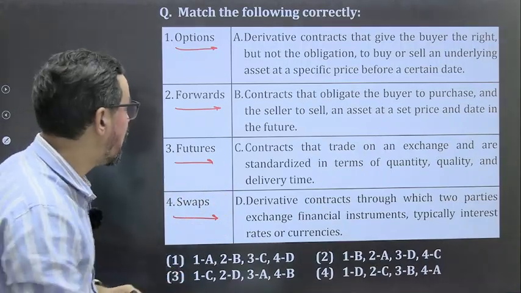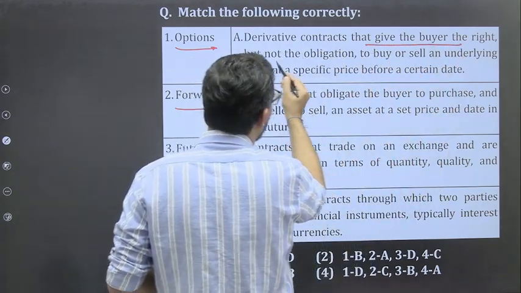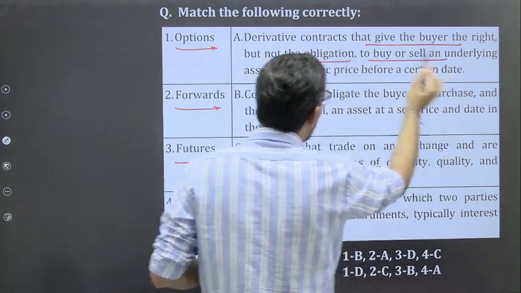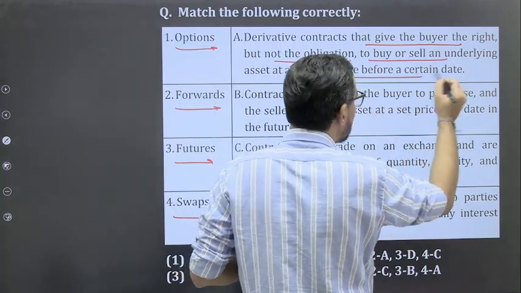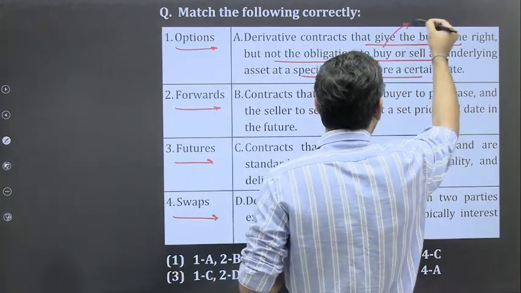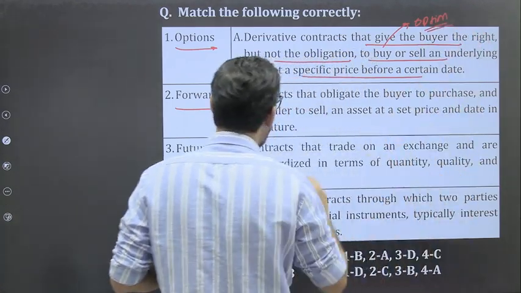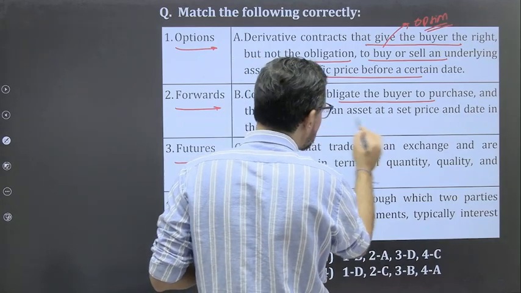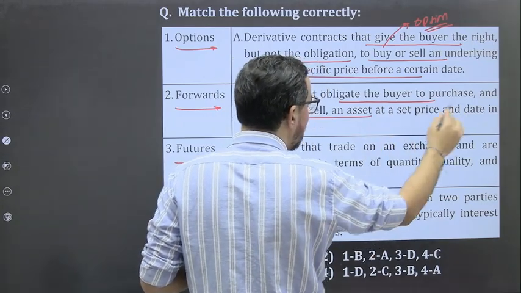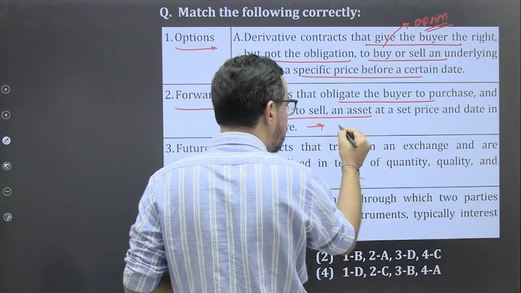A derivative contract that gives the buyer the right but not an obligation to buy or sell an underlying asset at a specific price before a certain date. So this is about options. This definition belongs to options. A contract that obligates the buyer to purchase and the seller to sell an asset at a set price and date in future. So this could be forward or future.